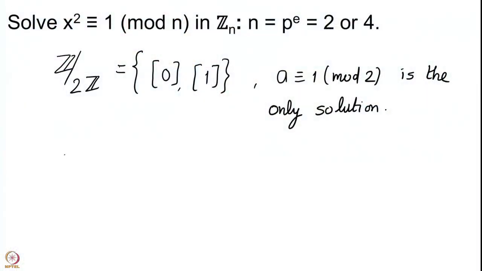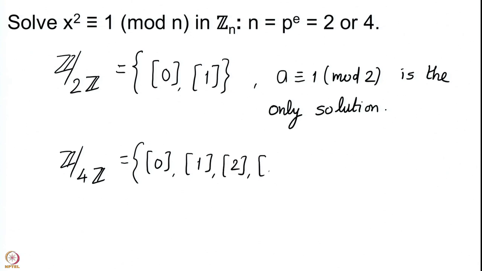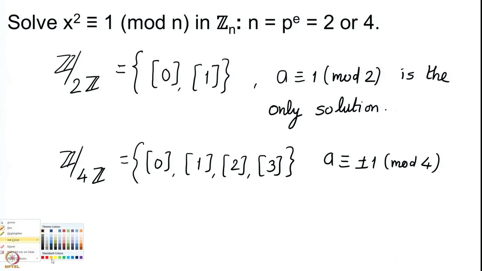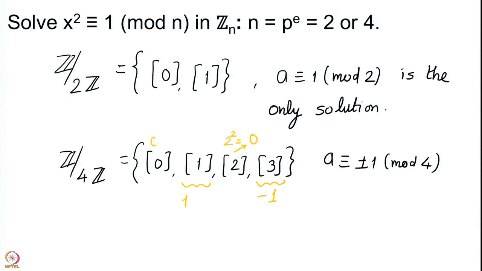Let us go to the next set, which is Z mod 4Z. We have 4 elements: 0, 1, 2 and 3. As we know, a congruent to 1 mod 4 and a congruent to minus 1 mod 4 are always the solutions. So what is 1 mod 4? That is simply 1, the class of 1. This is 1 mod 4, and this is minus 1 mod 4. These two are always the solutions, and so they are solutions here also. If you take the square of 2, you get 0. 2 square is 0, and of course 0 square is 0. So it tells you that in Z mod 4Z, now there are two solutions.